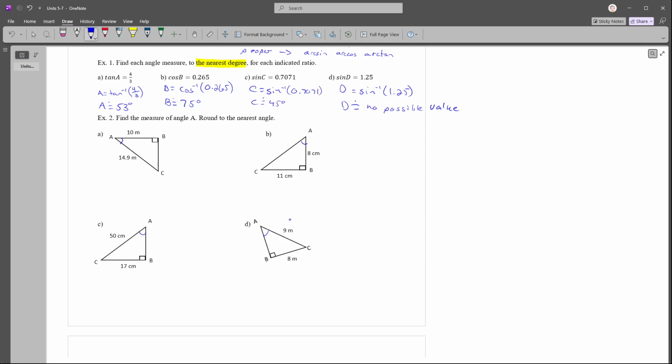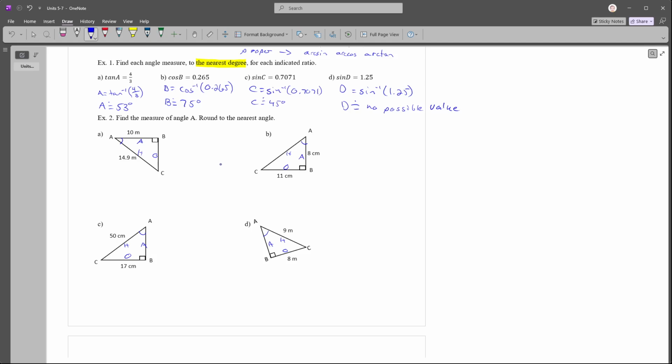For each one of these, let's start off by labeling our triangle in terms of opposite, adjacent, hypotenuse. Opposite is always opposite of our reference angle, so this is going to be opposite. The hypotenuse is always the one across from the 90, which means this is the adjacent. Let's do it in all of them. So we have all of our triangles labeled.